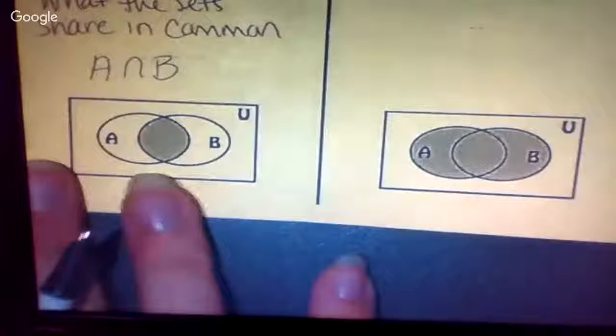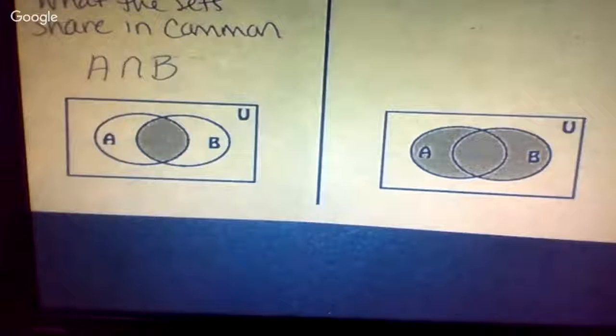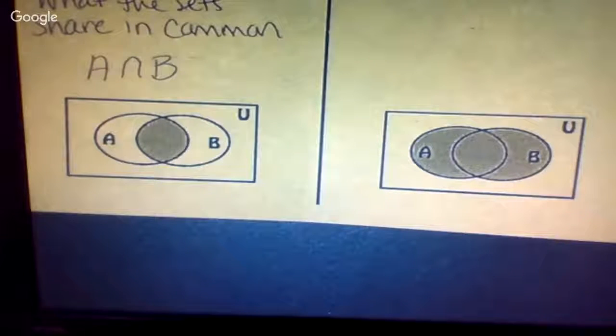The last thing we need to talk about, and then we're going to do some examples where we pull all this information together, is the union of sets. Take a look at your picture. It's the whole one. It's everything that's in set A and in set B.